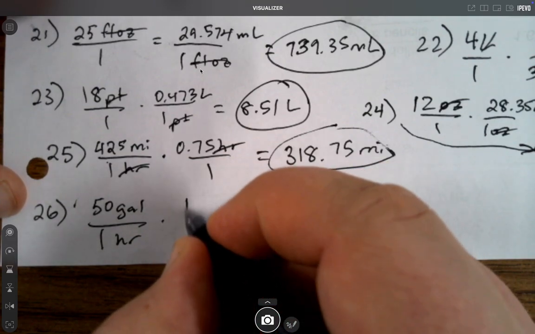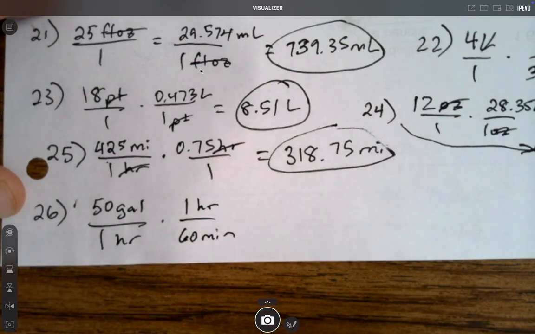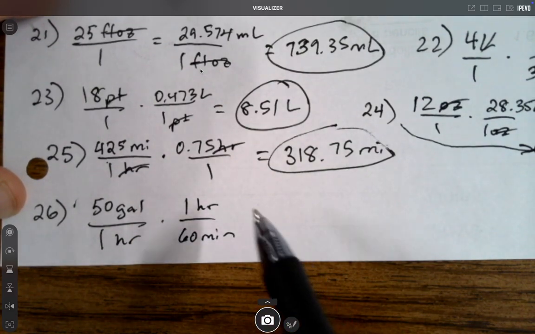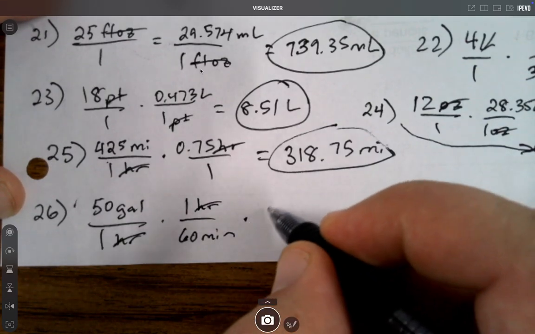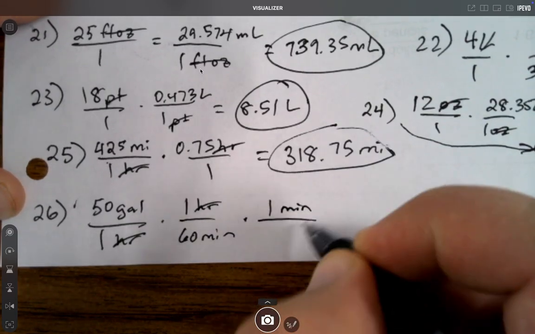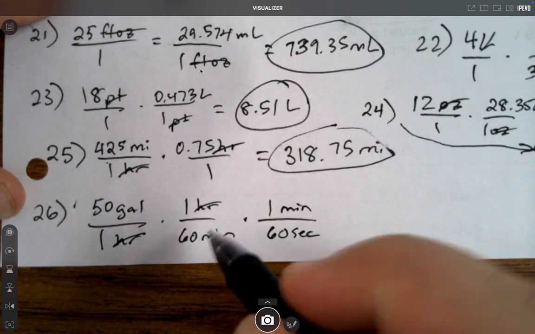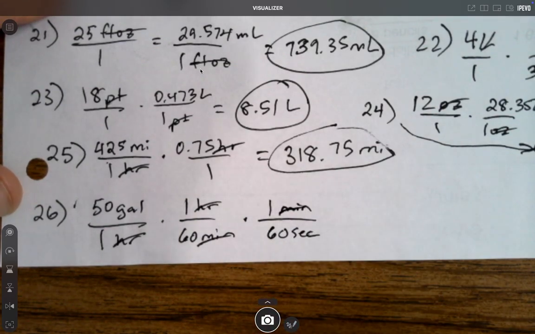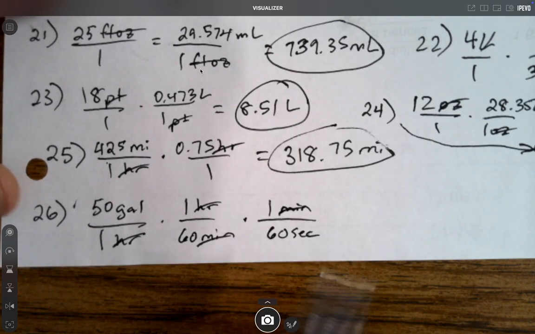So I know there are 60 minutes in 1 hour. And I chose to put hour on top, so it would cancel out that hour. And I know in 1 minute, there are 60 seconds. So I put the minute on top here, so it would cancel out with that one. So that converts me into gallons per second.